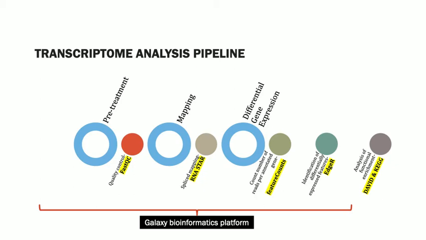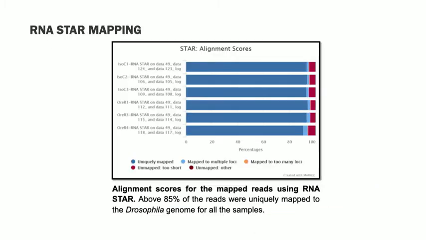Here I show the transcriptome analysis pipeline that I have used. Mapping using RNA STAR and differential gene expression analysis using edgeR were performed with the Galaxy Bioinformatics platform. This data shows the alignment scores for the mapped reads. Above 85% of the reads were uniquely mapped with the Drosophila genome for all the samples.